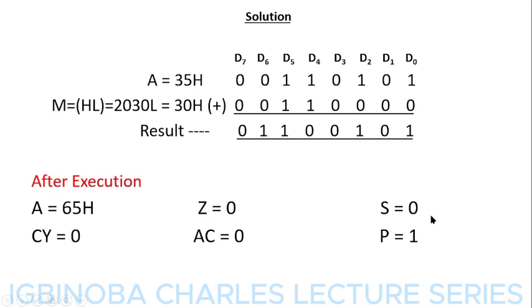Then the sign flag is equal to 0 because the digit D7 of the result is equal to 0. Then the CY flag is equal to 0 because there was no carry after performing the operation. Then the auxiliary carry flag is equal to 0 because during the operation there was no carry between D3 and D4. Then the parity flag is equal to 1 because the number of ones we have in the result is even.